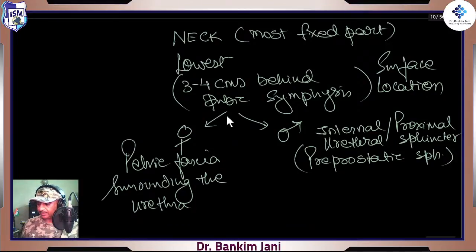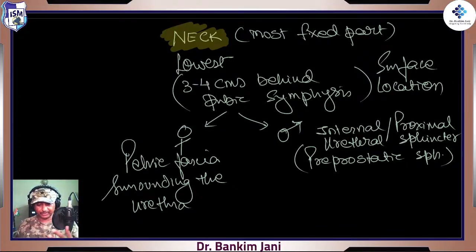Neck, we talked about it, that it is the most fixed part. What really is important is that this is the lowest part, and after that the urethra starts. Now this is 3 to 4 centimeters behind the pubic symphysis. Why pubic symphysis? Because the pubic symphysis is something which can be palpated, so its surface location is easy. The neck is 3 to 4 centimeters behind the pubic symphysis.